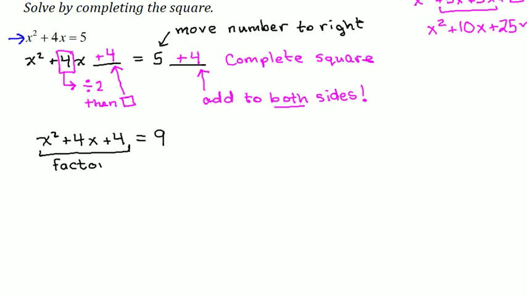square of a binomial. Factoring that, we would get x is what I would square to get x squared. 2 is what I would square to get that last term of 4, and the sign of the middle term is a plus, so the sign of our binomial is also a plus.